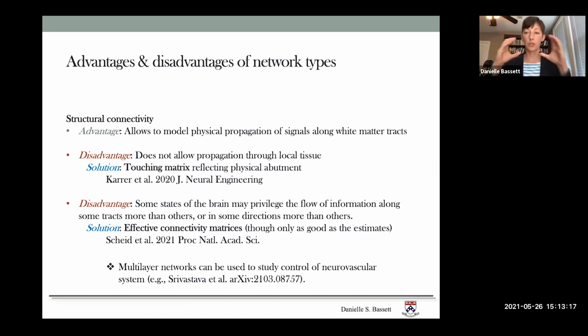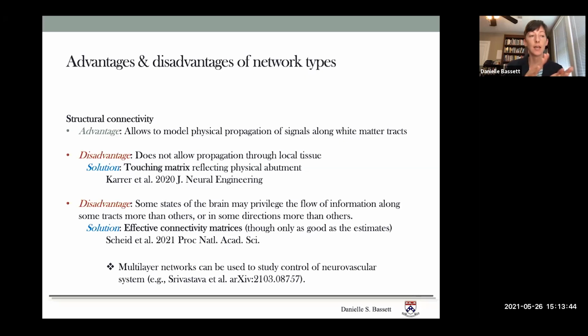So I want to start with structural connectivity, because that is sort of the place where all of the network control applications begin in most systems, particularly in the non-neural systems. So we start with structural connectivity. The advantage there is that it allows us to model a physical propagation of signals along white matter tracks. So it's really physically motivated, and that's why we use structural connectivity.